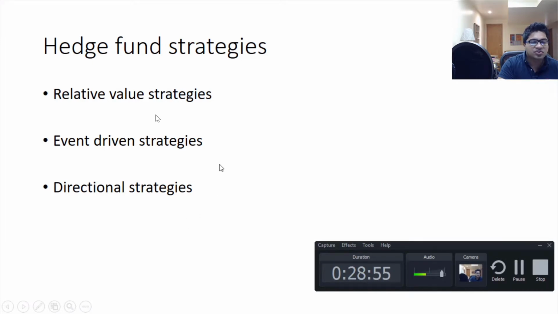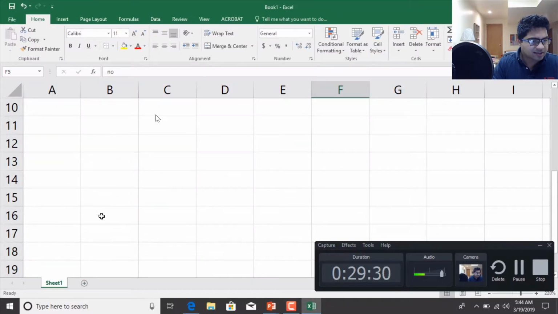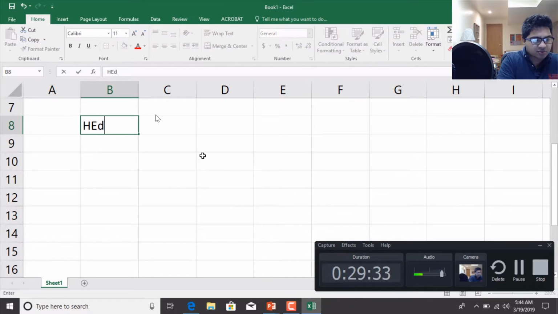Directional strategies are where you go long and short simultaneously, but long and short are not of the exact same dollar amount or exact same value. For example, if you're going $100 long and $50 short, then it is a directional strategy because long is more than short. Same way, if you're going $100 short and $50 long, then it is still a directional strategy because short is more than long. Now in case of directional strategy, I'll again go to Excel because there is a concept of hedged portion and unhedged portion.